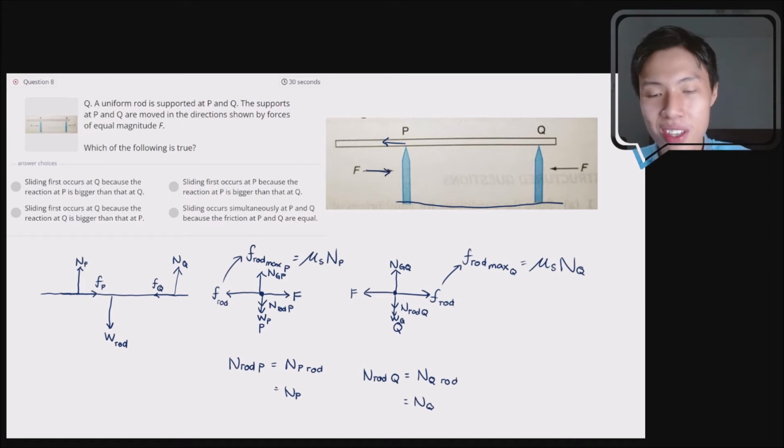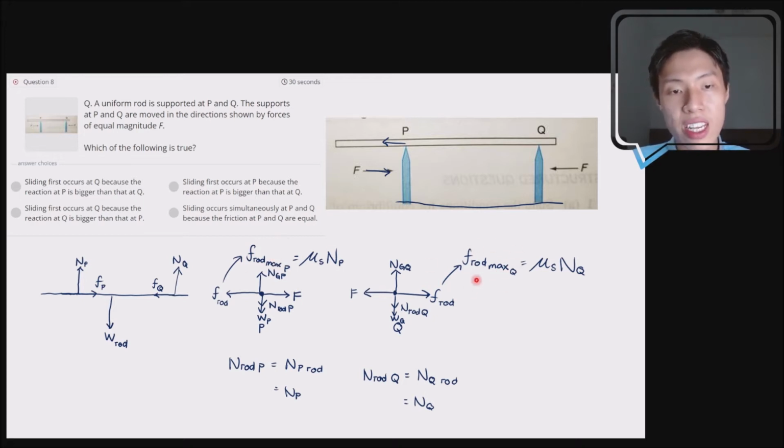Okay, so what you need to know is, if normal force at P is greater than normal force at Q, then the maximum static friction at point P will be greater than the maximum static friction at point Q. At which place you have a greater maximum static friction, that place will slide later, because you need more external force to overcome it.